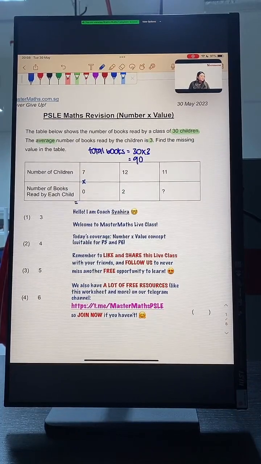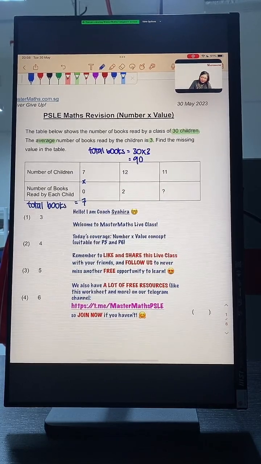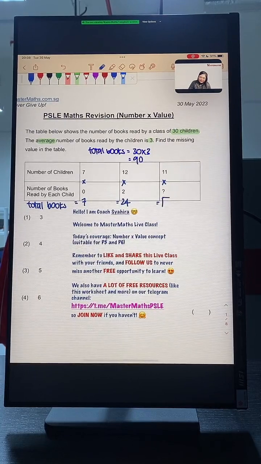So 7 times 0 will give us 7. This third column that I'm writing would be the total number of books. And 12 times 2 gives us 24. Now 11 times something will give us a number here. And I know that if I add this number together with 7 and 24, I am going to get 90.